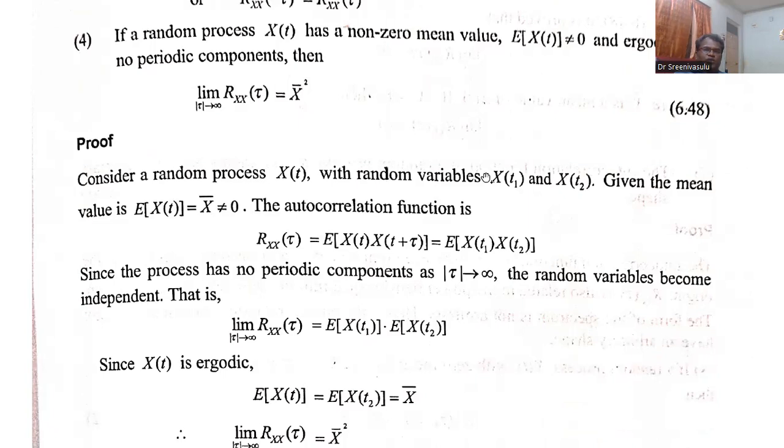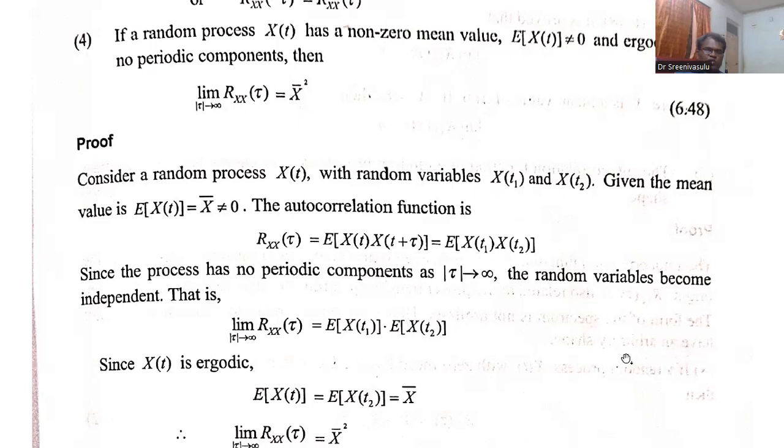Now next, you see another property. If a random process x of t has non-zero mean value, that means expected value of x of t is not equal to 0, and is ergodic with no periodic components, then the limit as tau tends to infinity of Rxx of tau is equal to the square of the mean value. We assume the ergodic concept because we are calculating time averages: the time autocorrelation function and the time cross correlation function.